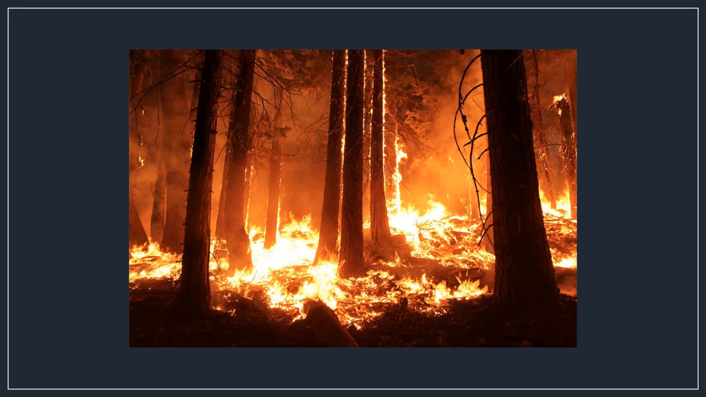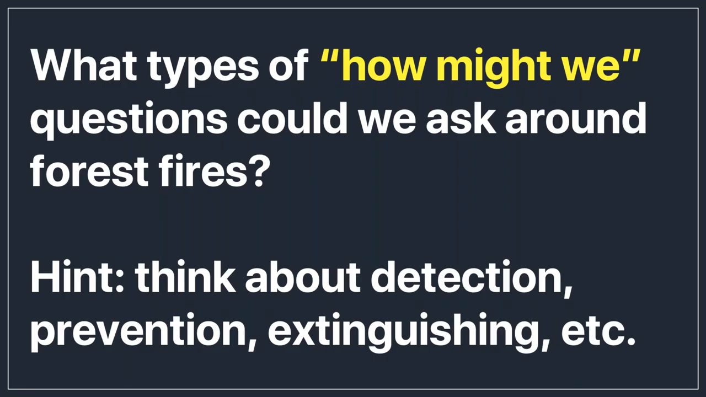If we wanted to do a brainstorming session around forest fires, we'd start with how might we's, and we might ask questions like, how might we detect forest fires before they get out of hand? How might we prevent them? How might we extinguish them earlier? You'll start with a round of brainstorming the how might we's. And then once you have your favorite how might we's, you start brainstorming concepts.